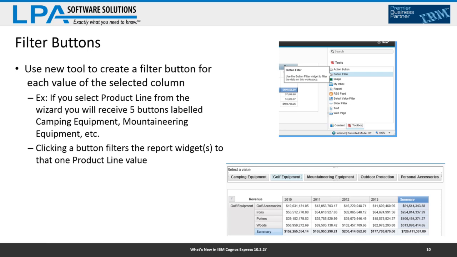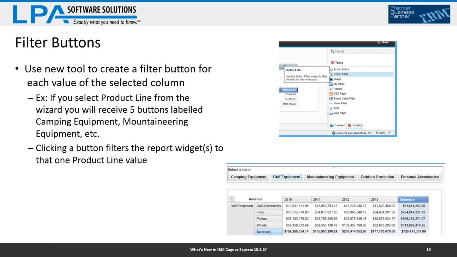So I dragged the button filter onto my workspace. I pointed it to the product line data item. It created a button per product line. In the example I'm showing, golf equipment is selected, and therefore it is filtering the widgets on this page to just the golf equipment. So yet another button, another filter type.